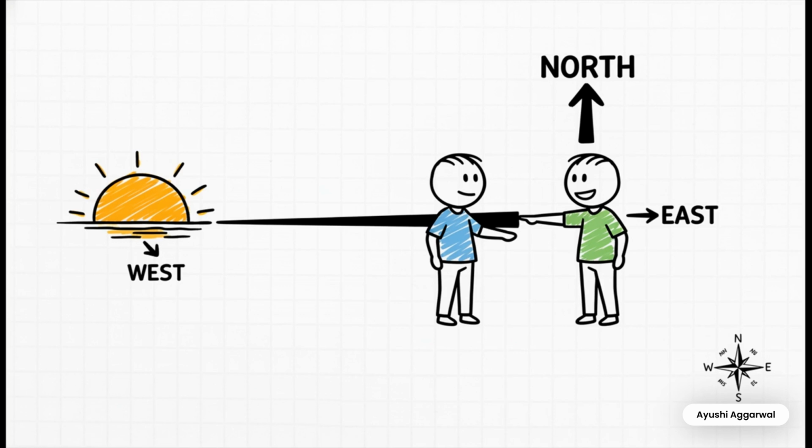Now just imagine yourself in that position. If your right hand is pointing east, which way are you facing? Exactly. You have to be facing north. This is a guaranteed 1-mark question in your exam, so make sure you really understand it.